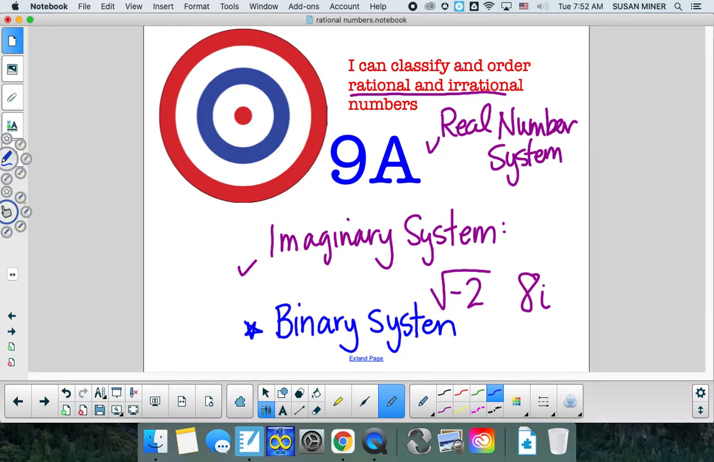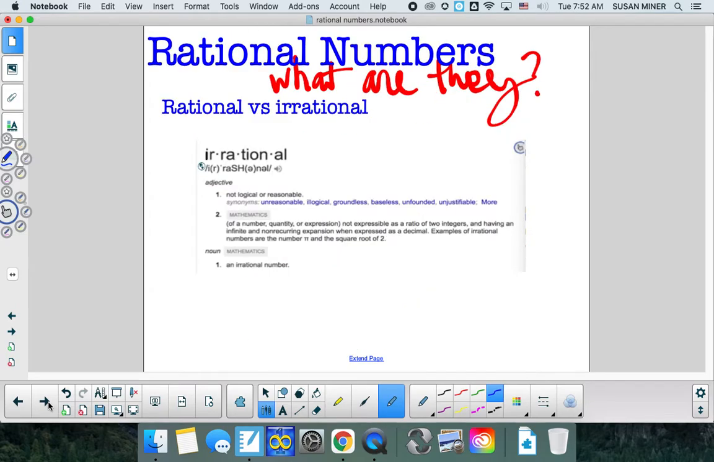But we do have other number systems. In our class, we use the real number system. We're going to talk about how to classify and order numbers in the real number system today. Okay, the first thing that we have to know is what are rational versus irrational numbers?